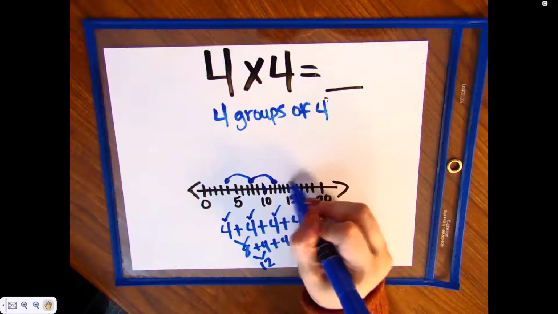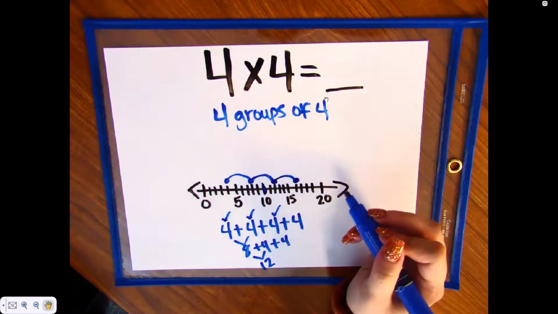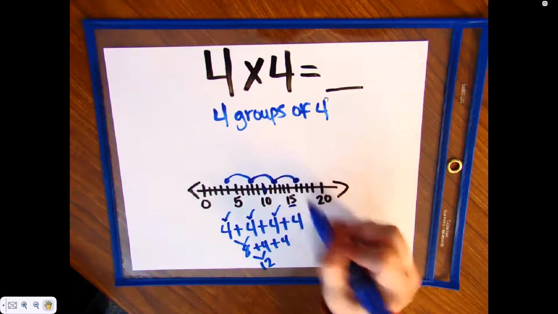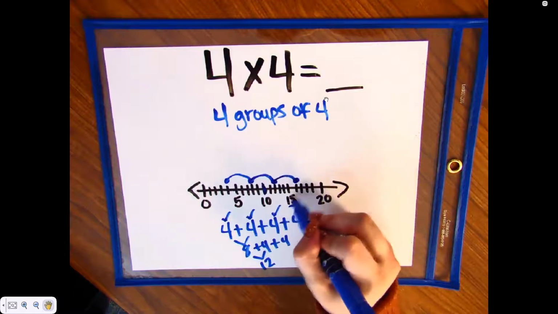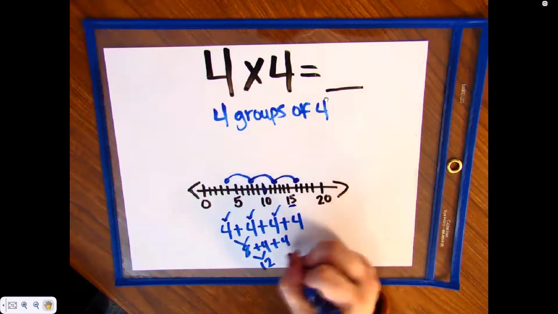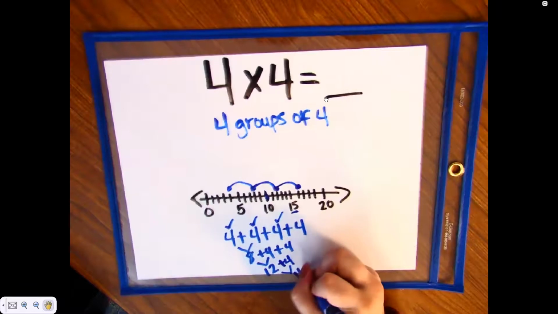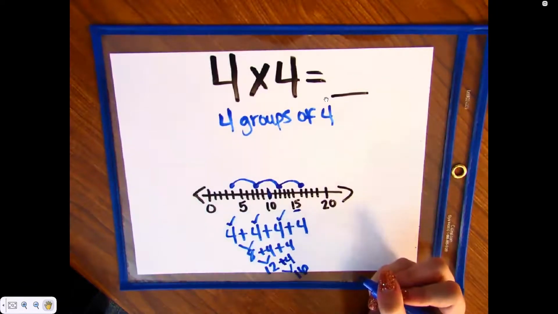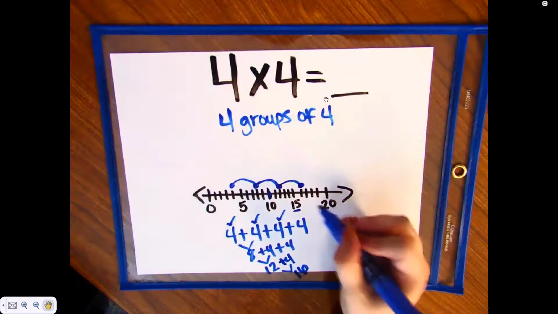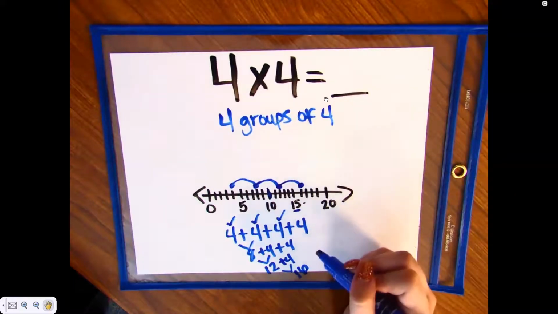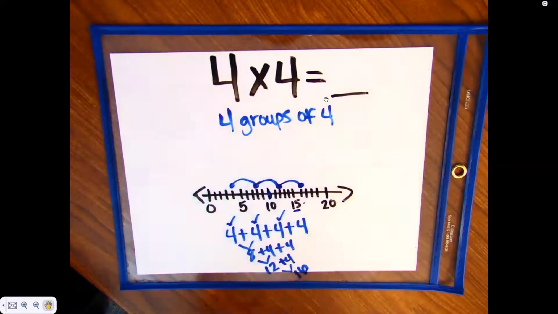1, 2, 3, 4. So I'm gonna go another 4. I have to go over. Okay, so I know this is 15, right? And I went one more than 15. So then I know my product or my total is 16 because I went one more than 15 on my number line. Or I could also just count the individual tallies.